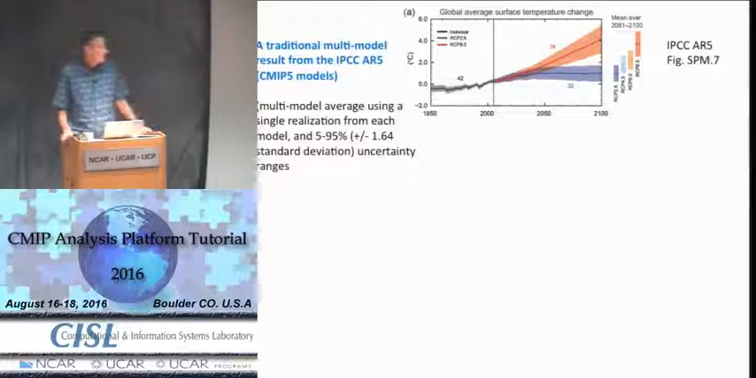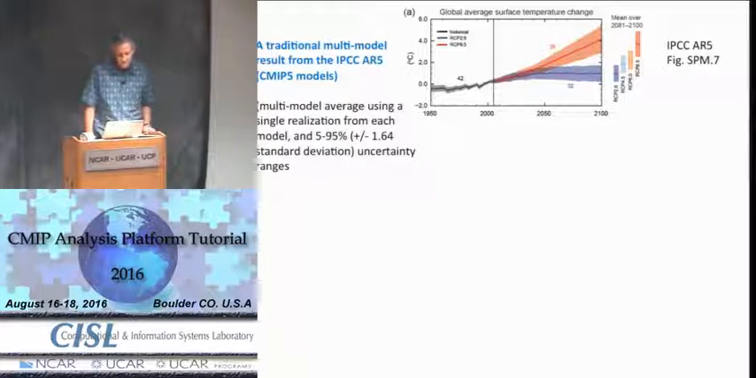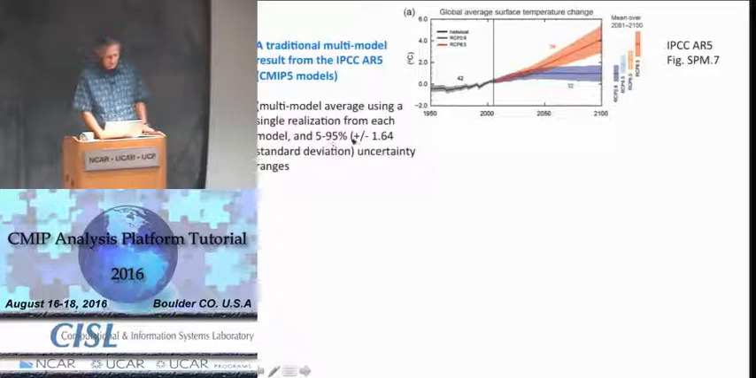So Jean-Francois mentioned this is what's become a traditional depiction of a multi-model result. Plots like this have appeared, I think, in every IPCC assessment, at least the three most recent. This is just a time series of globally averaged surface air temperature change from a number of different models. This is from CMIP5, in the IPCC AR5. In this depiction, this starts in 1950, and you have all these models. The multi-model average is the black line, and this uncertainty range is the 5 to 95% range, which is plus or minus 1.64 standard deviations, to give you an idea of the spread.